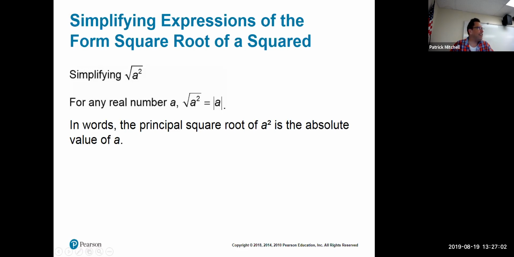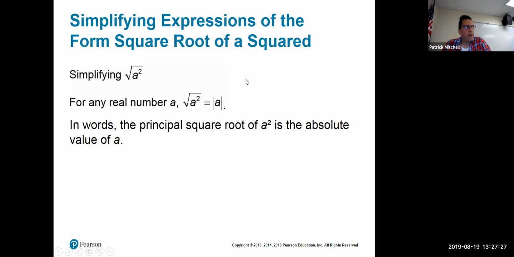What if a is negative? When you square a negative number, you get a positive number. And then when you take the square root of a positive number, you get a positive number. All right. So the way to make this so that it always works is to say that the square root of a squared is the absolute value of a.